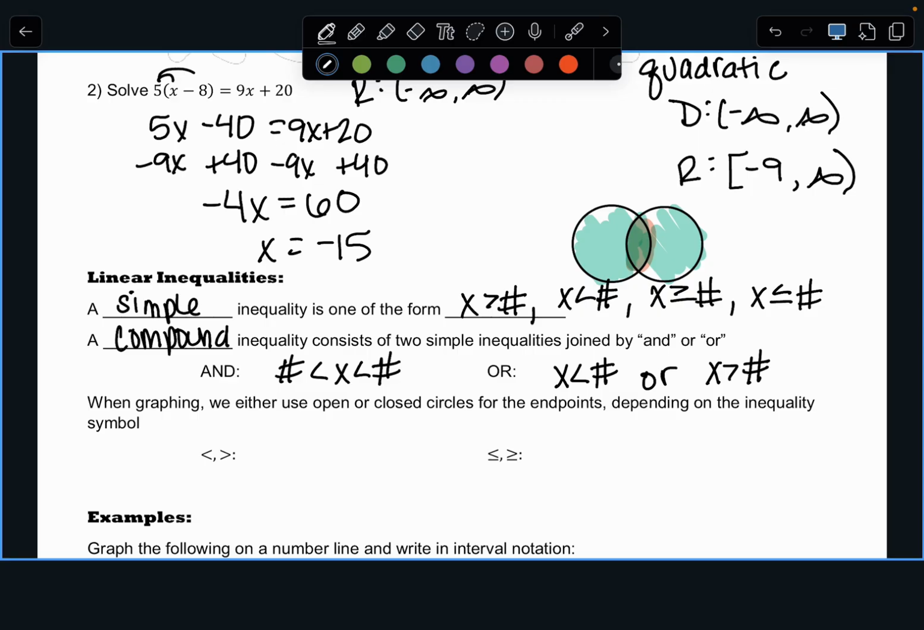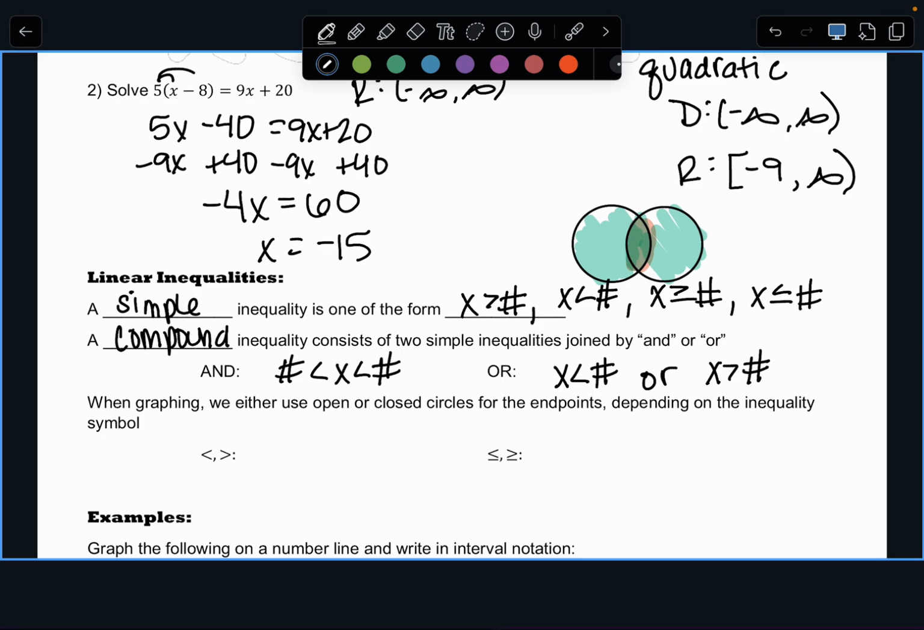A number is less than x, which is less than a number. We are taking this inequality and this inequality, and we're shoving them together because both have to be true. Okay, so if you see and, I want you to think of sandwich. Your variable's sandwiched between your numbers. Or, we always use the word or.